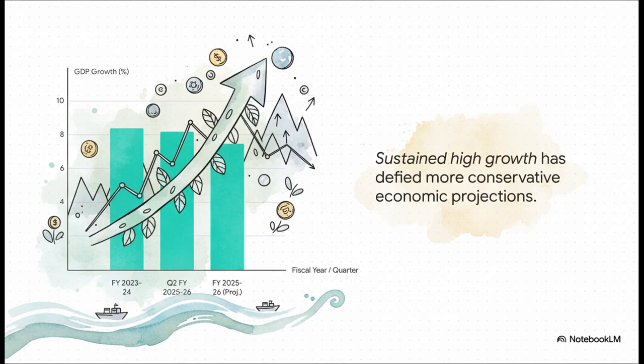Now, you might be wondering if that 8.2% was just a fluke. Not at all. It was part of a consistent trend. It built on the strong 8.4% growth from the previous fiscal year. In fact, our performance has been so robust that the chief economic advisor is now projecting this year's total growth to be around 7.5%, way higher than the earlier, more cautious forecasts. This all points to sustained economic dynamism.